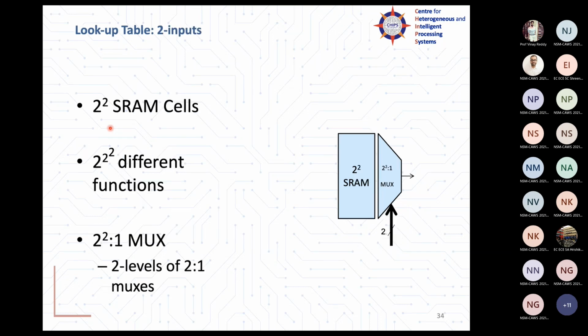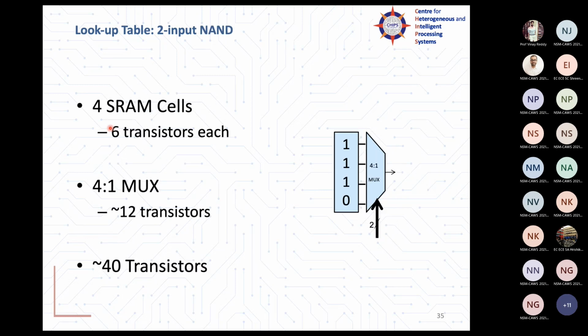What do I mean by that? In the interest of time, I'll just skip a couple of slides. So if it's a 2-input NAND gate and if it's a 2-input lookup table, I only have to fill in my truth table in the SRAMs. So I get a 2-input NAND gate, and if I change the truth table, if I put in different values, it can be a NAND gate, NOR gate, whatever, right?